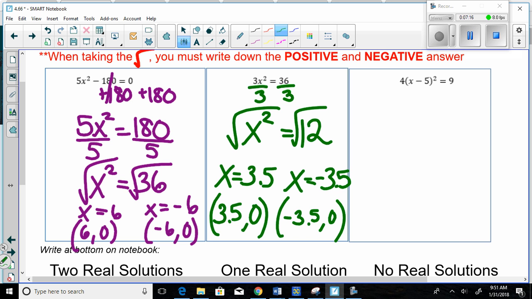Now, before I do this third one, I want to do an easier one on the worksheet, because some people are getting confused with this one. This is the hardest you'll get today. But before we do that one, let's go to number 7 on that practice worksheet.